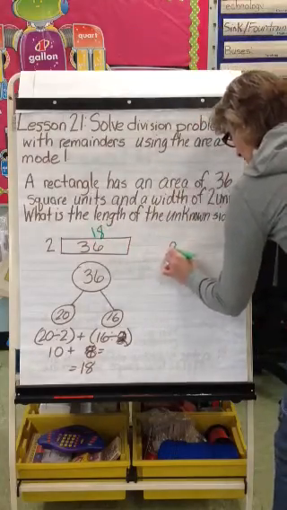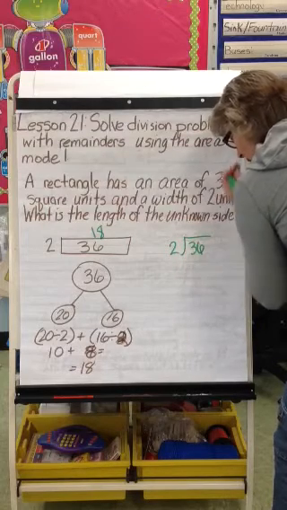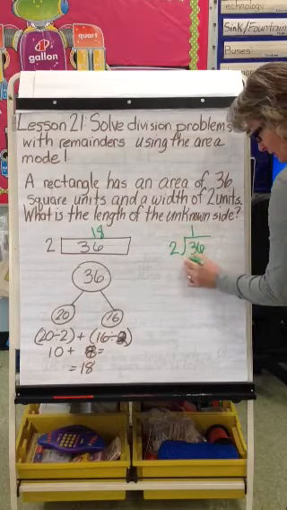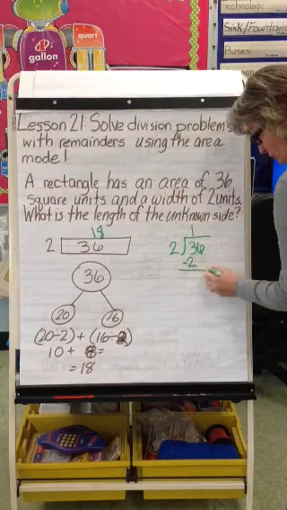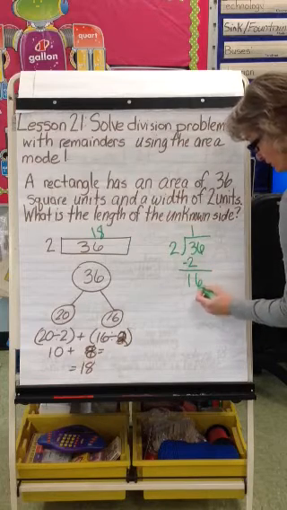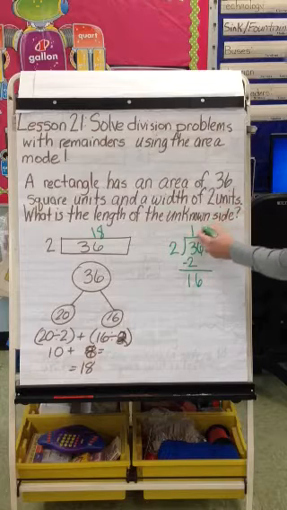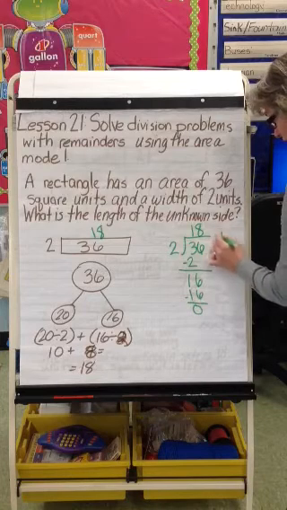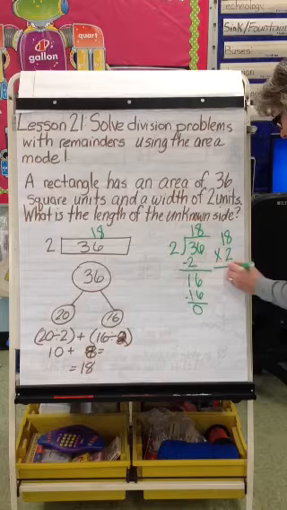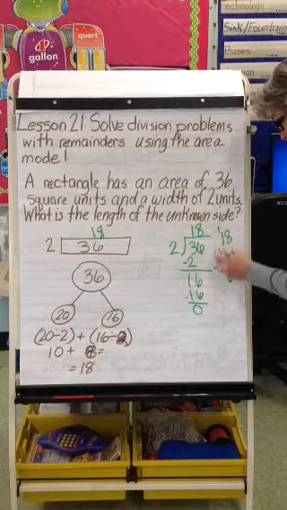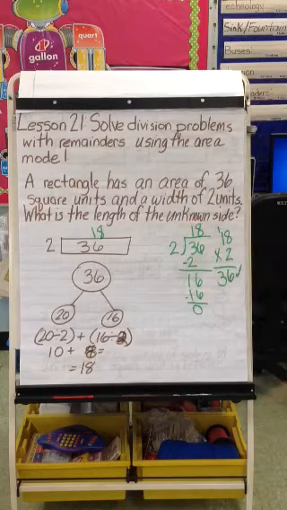If I were to use a standard algorithm, 36 divided by 2. 3 divided by 2, I can get one group of 10. 1 times 2 is 2. I subtract, I have 1 ten left over. If I were to decompose that into the ones, that would be 10, plus the 6 that were there, that's 16 ones. 16 divided by 2 is 8. 8 times 2 is 16. There's nothing left over. If I check it, 18 times 2, 8 times 2 is 16, put down the 6, carry the 1. 2 times 1 is 2, plus the 1 is 3, 36. It checks.